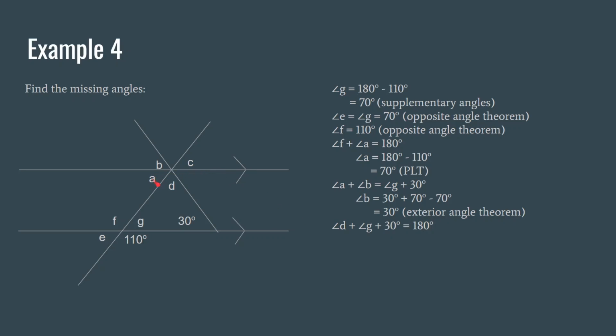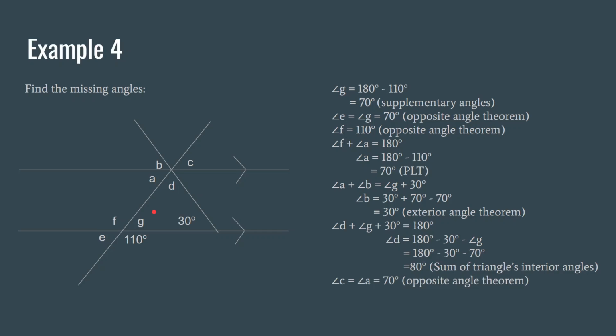Angle D plus angle G plus 30 degrees add up to 180 because the sum of the interior angles of a triangle are 180. This means angle D is 180 degrees minus 30 degrees minus angle G. This makes angle D equal to 80 degrees. Now angle C is equal to angle A, which is 70 degrees because they are opposite angles.